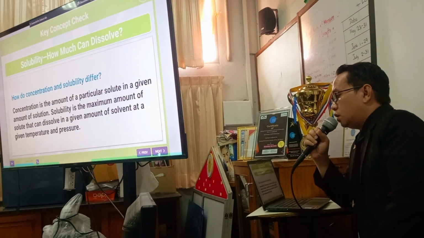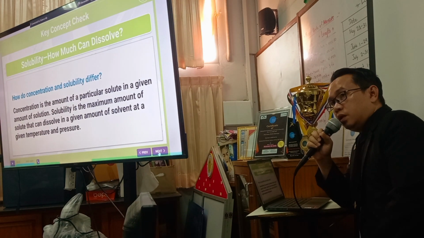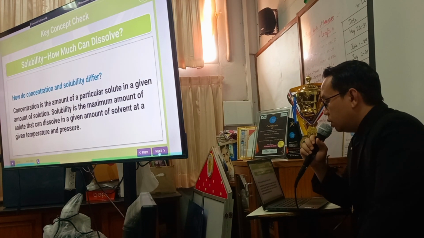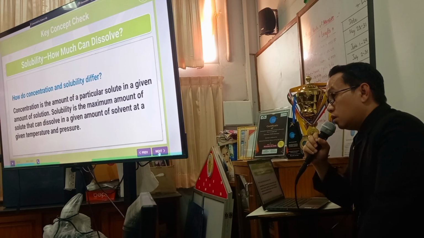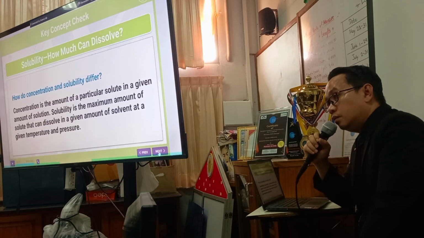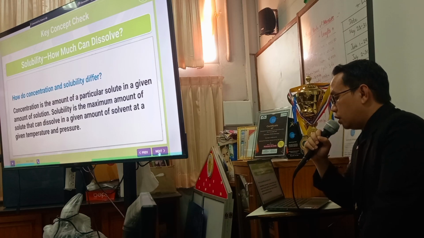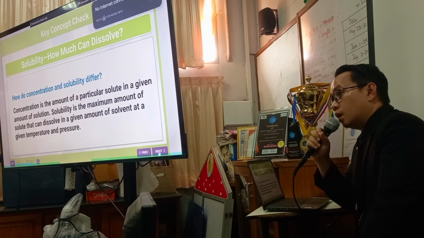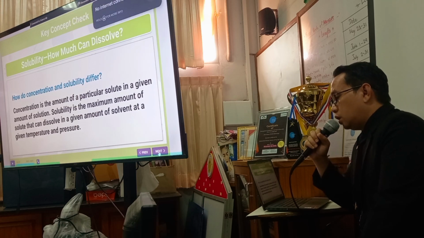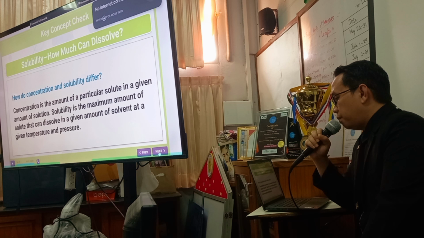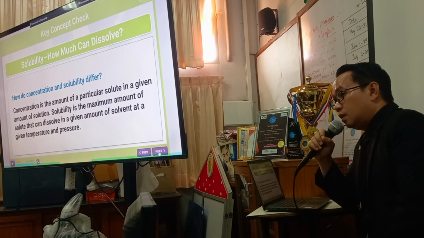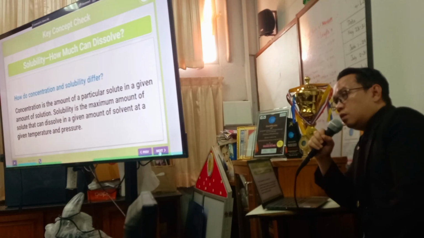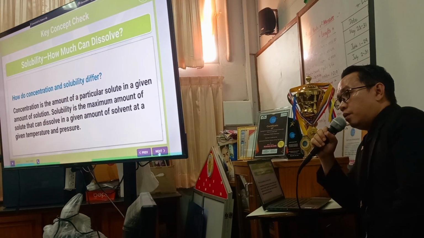Okay, let's check this key concept between solubility and concentration. So how do concentration and solubility differ again? Concentration is the amount of a particular solute in a given amount of solution, right? Solubility is the maximum amount of solute that can dissolve in a given amount of solvent, considering the given temperature, time, and pressure. How the solutions react.